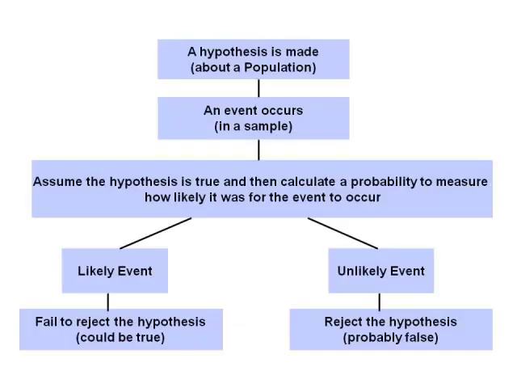And this is a flow chart that just kind of outlines what I was just saying. So you make your hypothesis, you observe the event in the sample, you assume that your hypothesis is true and calculate the probability that the sample happened. And then based on whether that comes out very likely or very unlikely, you make a decision. And we're going to come back to how these are phrased. You either reject the hypothesis or you fail to reject the hypothesis.